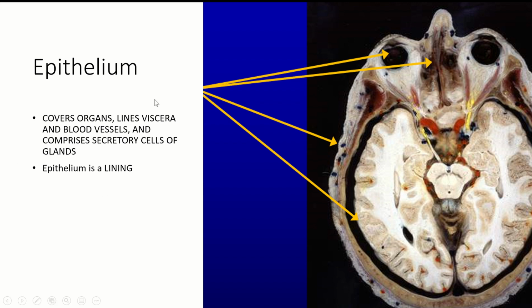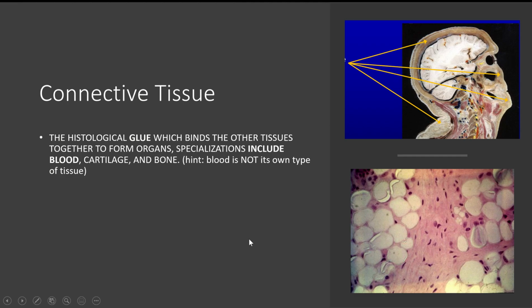And so it covers organs, viscera, blood vessels, and it also makes up your secretory cells, your glands. Like your sweat glands are epithelium. Okay, so it's a lining. So you have lining in your eyes, in your nasal cavity. Your skin is epithelium. That's a lining of your entire body. The lining of your brain, the lining of organs. That is all epithelium. Okay.